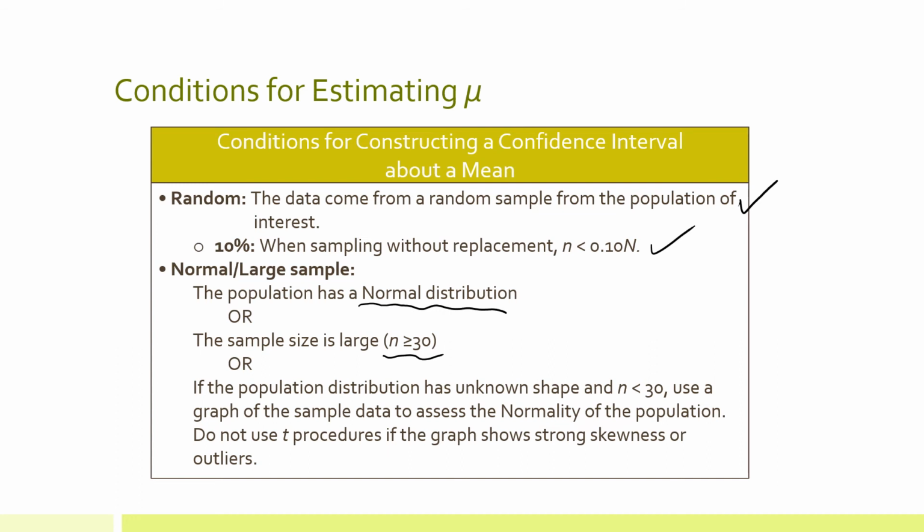But now there's this extra one here. If the population distribution has an unknown shape and the sample size is less than 30, we can use a graph of the sample data to assess the normality of the population. And then if we see a strong skew or outliers, we cannot use t-procedures. So this new step is, hey, you know what? If it's less than 30 and we don't know if it's normal, look at the graph. Does this look normal? If it looks normal and has no strong skew or outliers, then we can use the t-score.